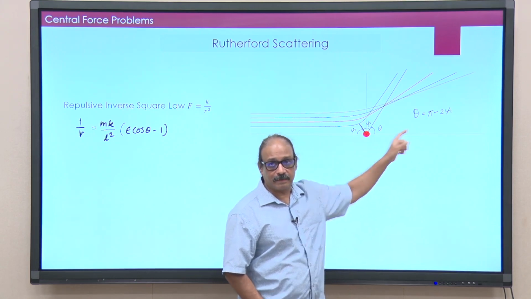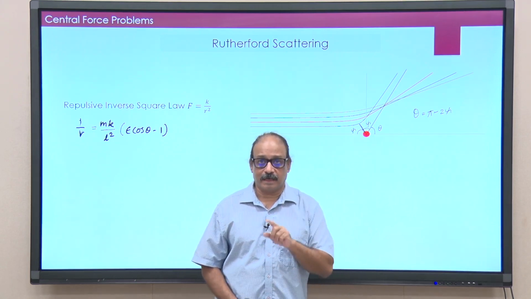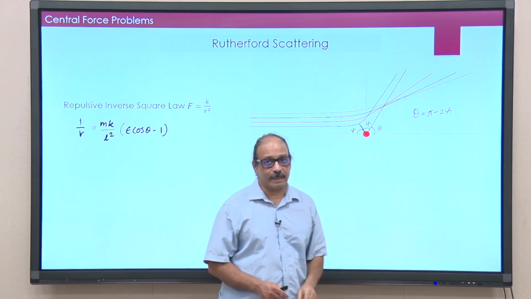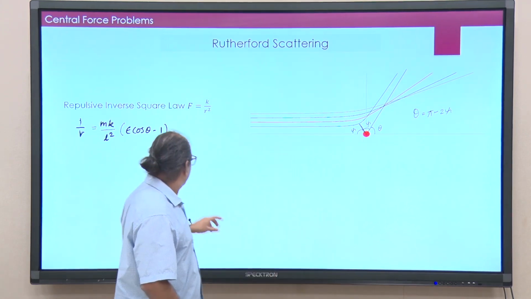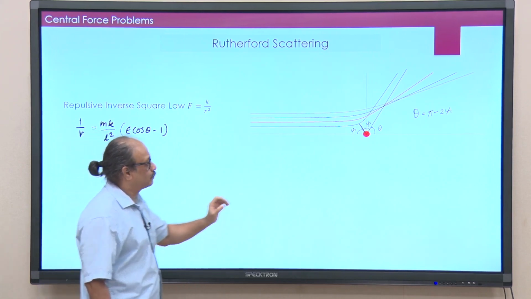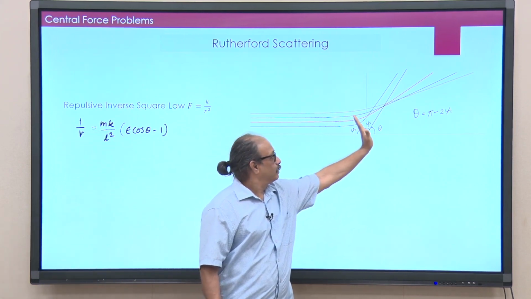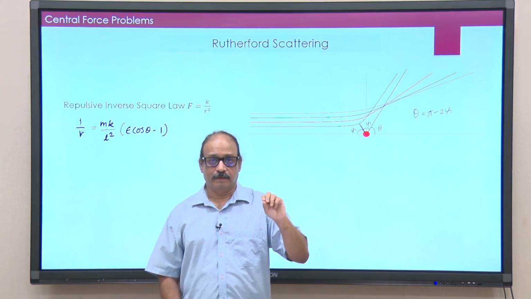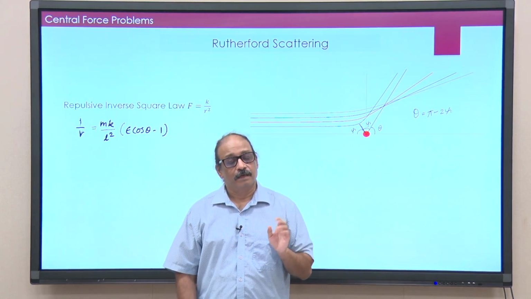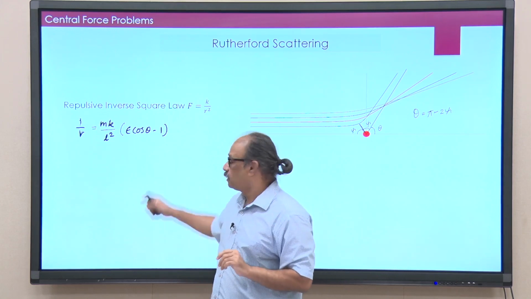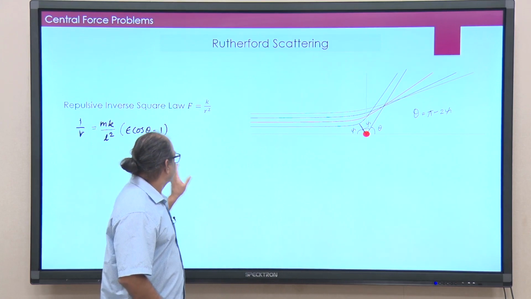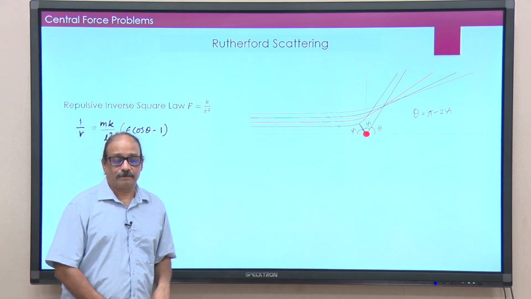Remember, this theta here is different from this theta here. This is the scattering angle theta. In yesterday's class, I had put an extra s there to denote that this was a scattering angle. This theta is measured from the line joining the origin and the perihelion. That is the trajectory of a hyperbola, and from this we can calculate the scattering angle.